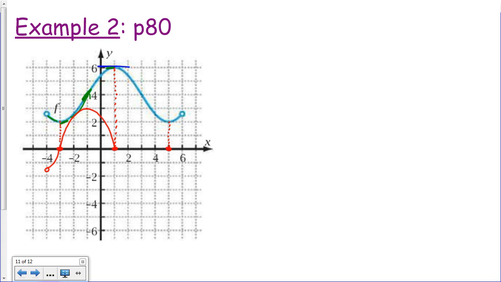I could be close or I might be off. It doesn't really matter for right now. I just want to have a relative idea of what the sketch of this derivative would look like. All right, and now look at what's happening in the next interval.